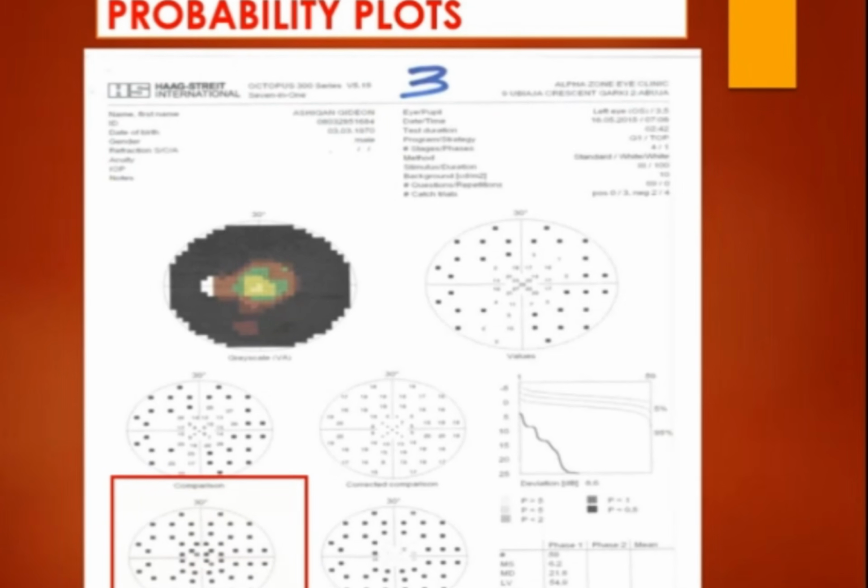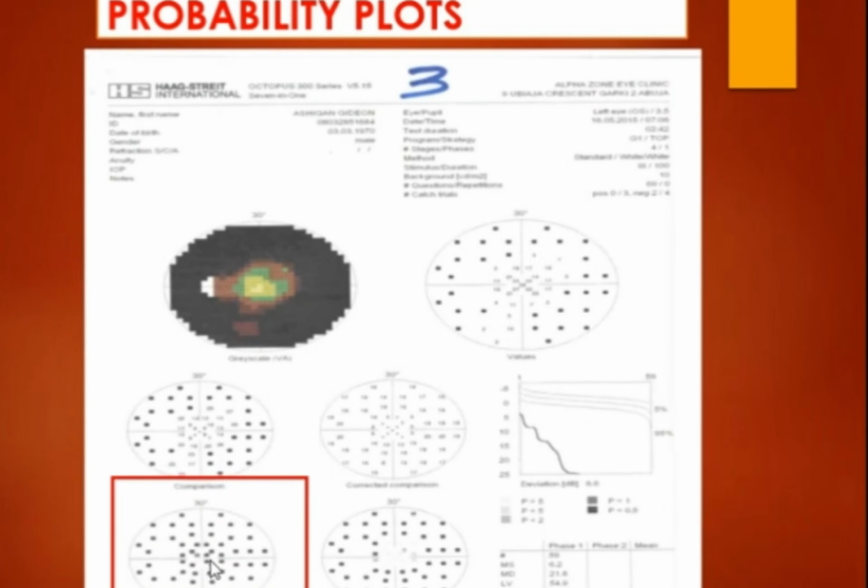So let's look at the probability plots. This is the total deviation, and then here is the pattern deviation. Here is the total deviation probability plot. Here is the pattern deviation probability plot.